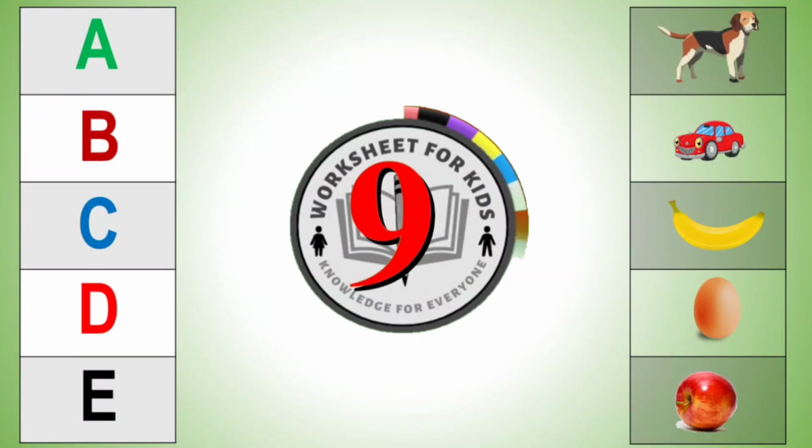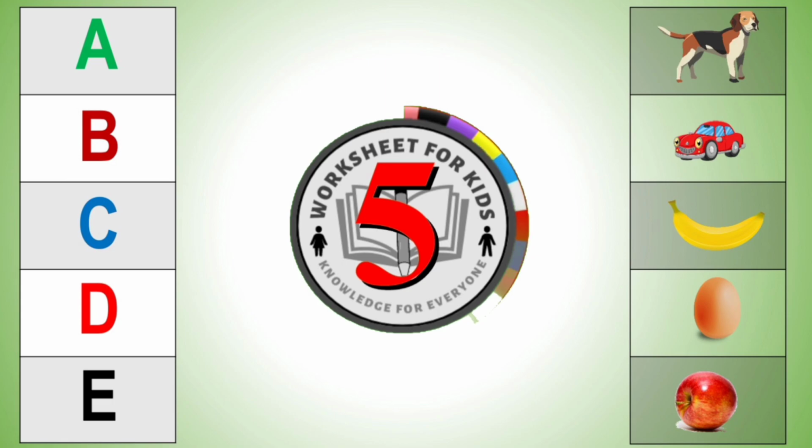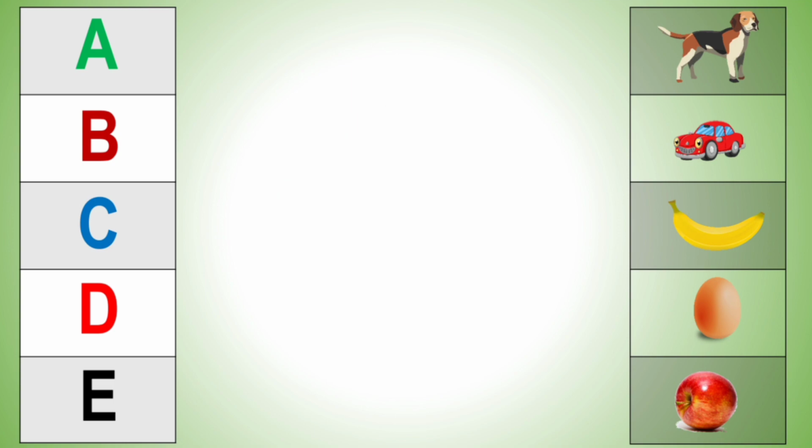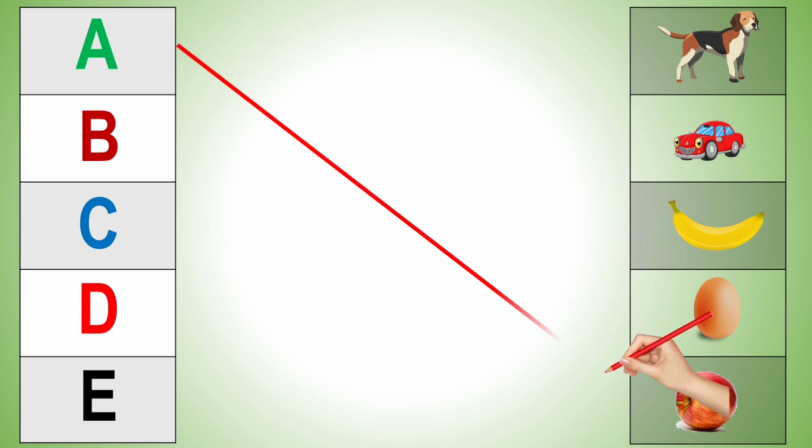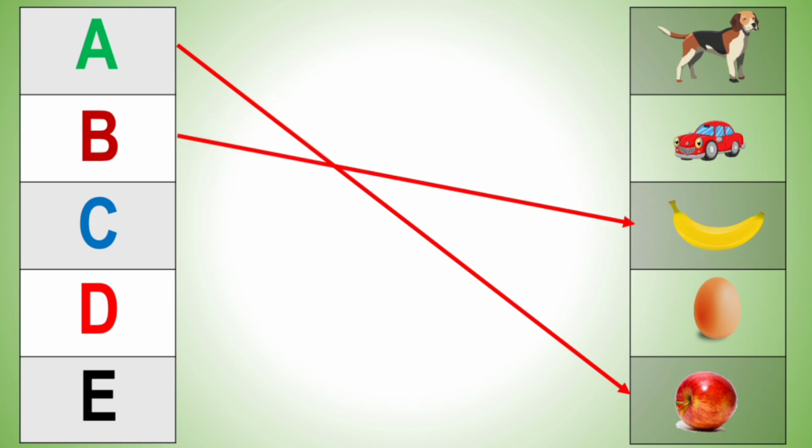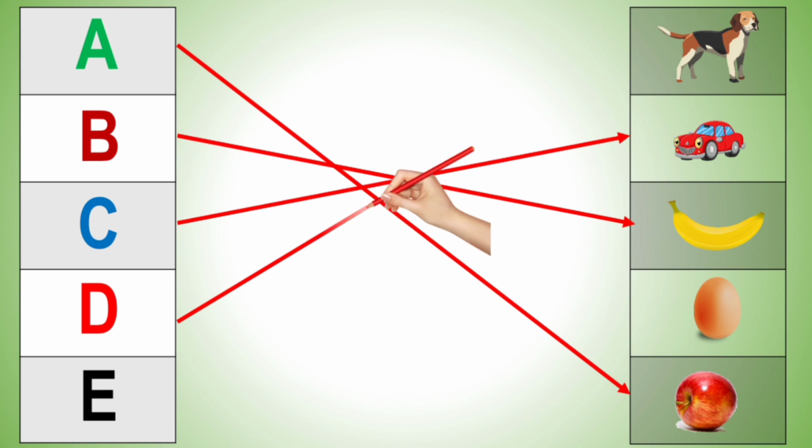10, 9, 8, 7, 6, 5, 4, 3, 2, 1, 0. A for apple. B for banana. C for car. D for dog. E for egg.